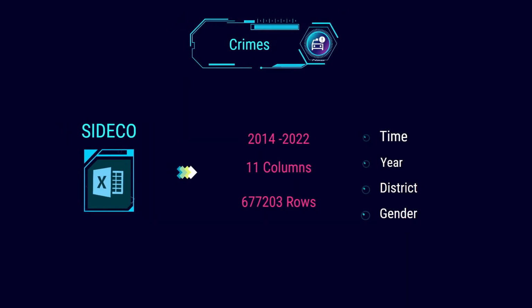Crimes. To fulfill the second objective of the project related to development of a georeferenced analysis of crime in Bogota, we use data from SIDECO, Sistema de Información Estadístico Delincuencial, Contravencional y Operativo de la Policía Nacional. We collected data from 2014 up to 2022 for a total dataset with 677,203 rows and 11 columns that consist of year of the crime, offense committed, district of Bogota, gender of the victim, time of the day, among others.